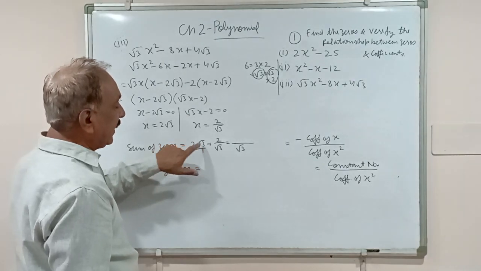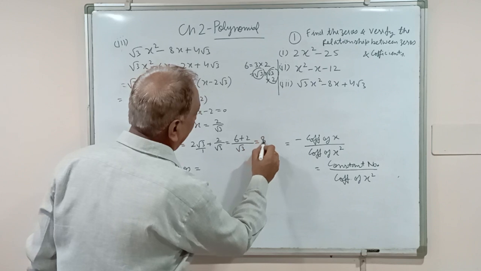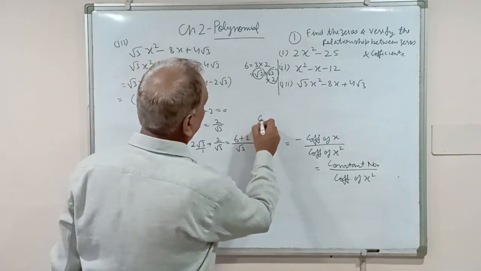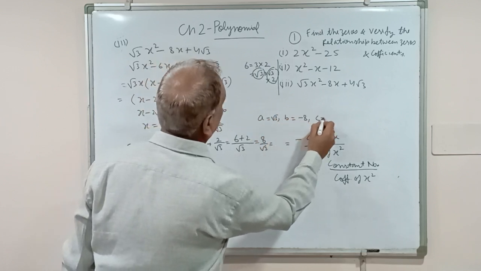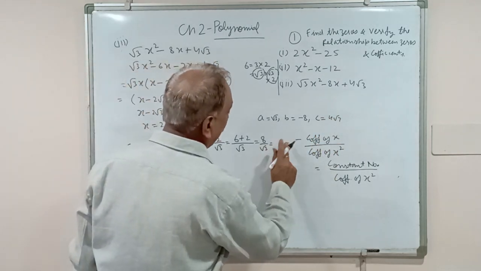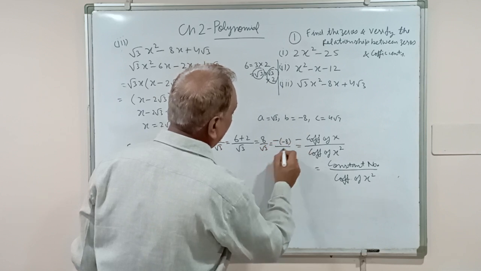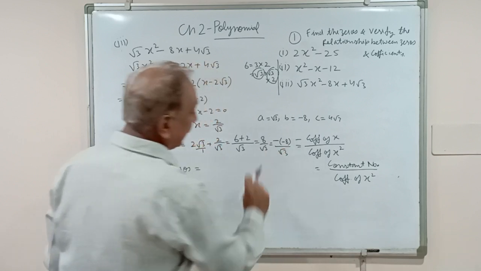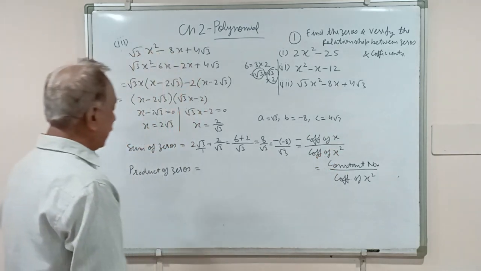Root 3 into root 3 is 3, 3 times 2 is 6, plus 2, 8 upon root 3. According to the formula, a is root 3, b is minus 8, and c is 4. This is minus b upon a, both are the same. So minus coefficient of x upon coefficient of x square.